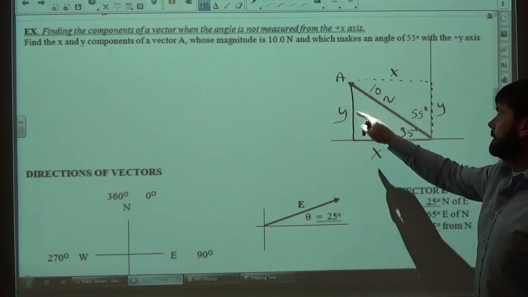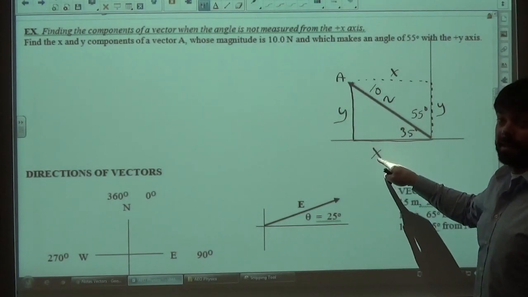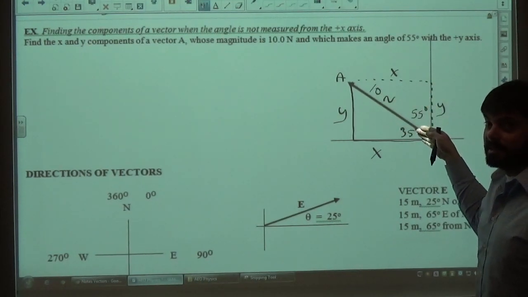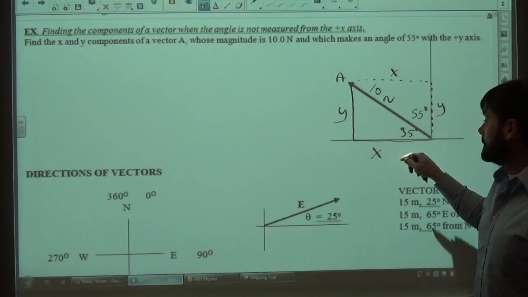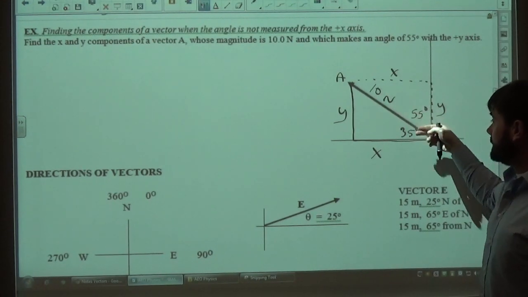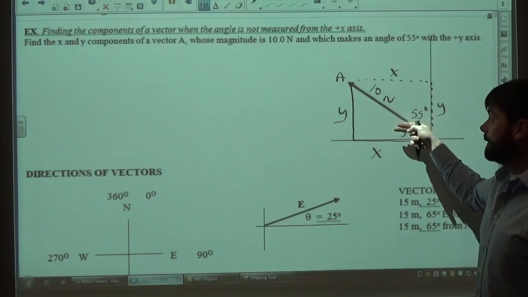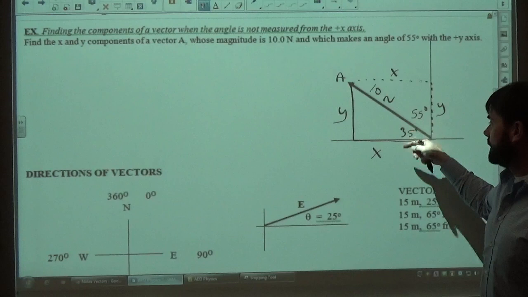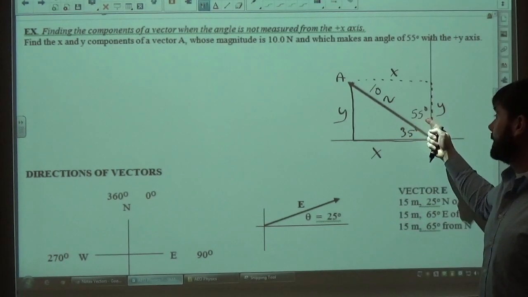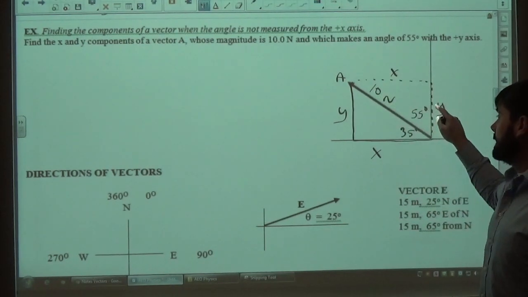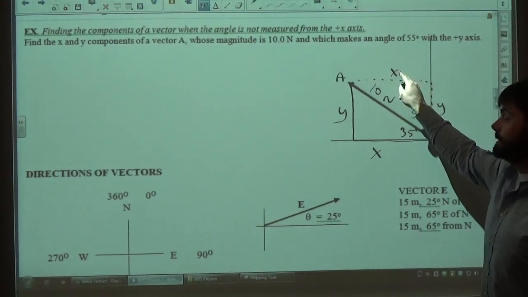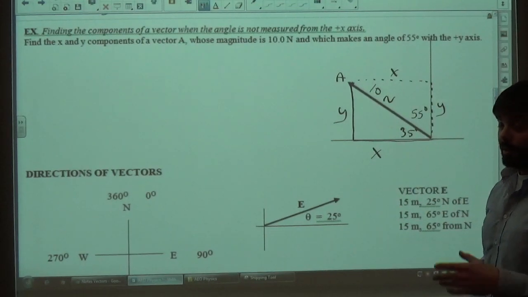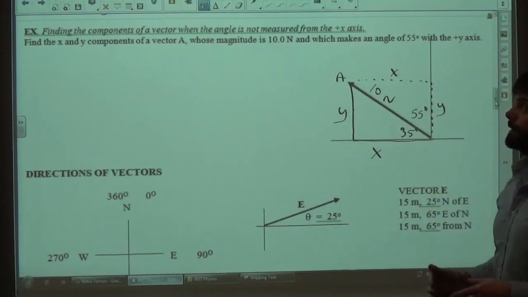If your theta is here, this is my opposite and this is my adjacent. If this is my theta here, this is my opposite and this is my adjacent. So it'll change the function that you're going to be using. Here I can do 10 times the sine of 35 will equal y. Here I can do 10 times the cosine of 35 will equal x. If I'm on the other side, I have 10 times the cosine of 55 equaling x, and 10 times the sine of 55 equaling y. So I'll solve it this way. I guess either one's appropriate.